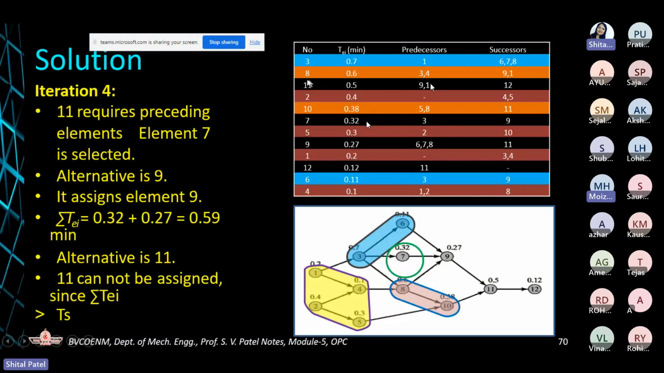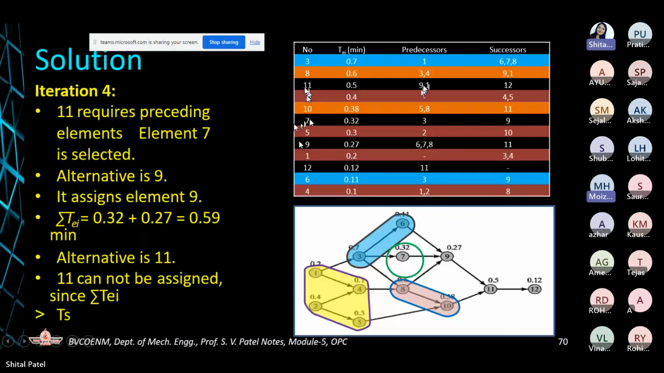No, it is not possible because predecessor 9 is not completed. Sorry, 9 we have not included. Okay, so 11 is going to be eliminated. Next one is 7. So we are going to 7.